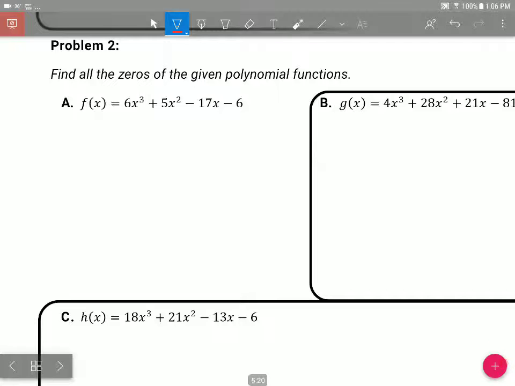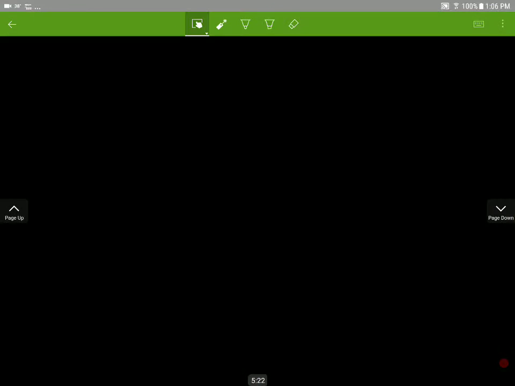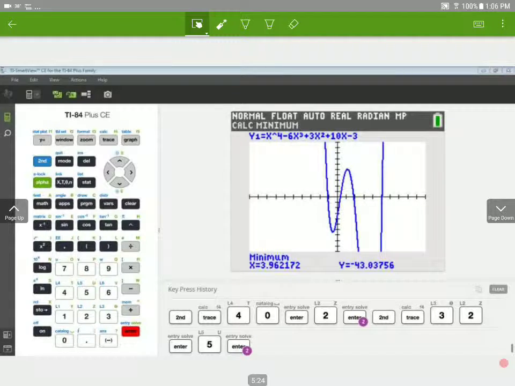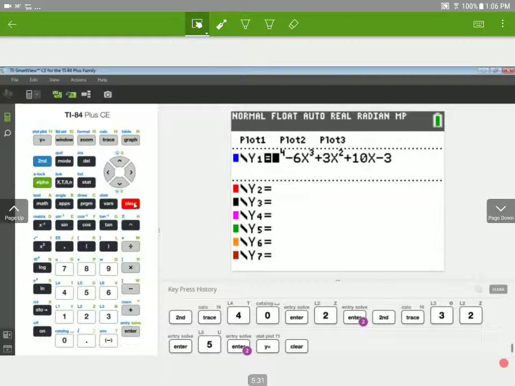Take out a calculator. Here we go. Go to y equals. Clear the old one out. And plug in your function.